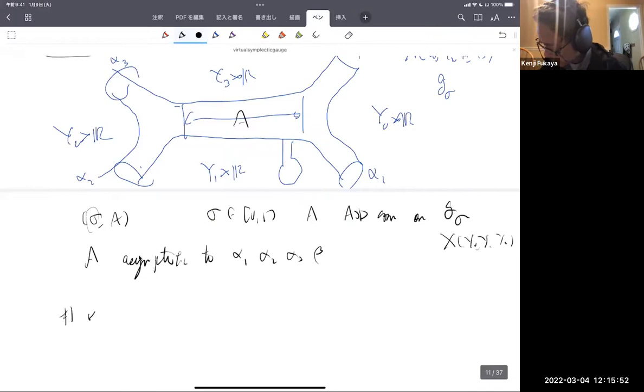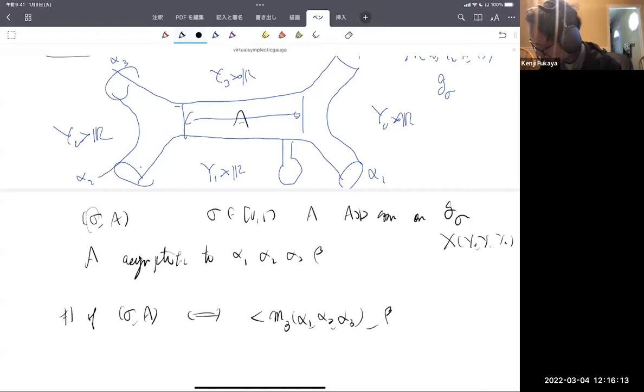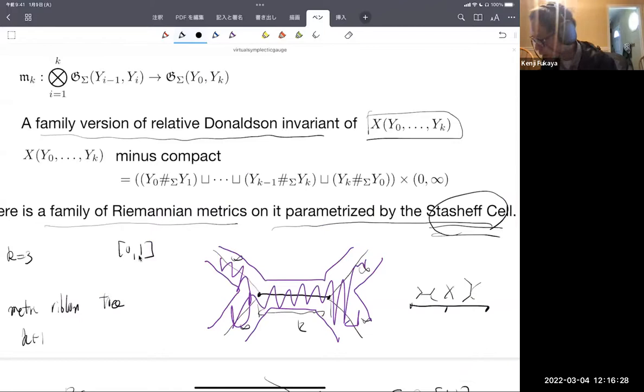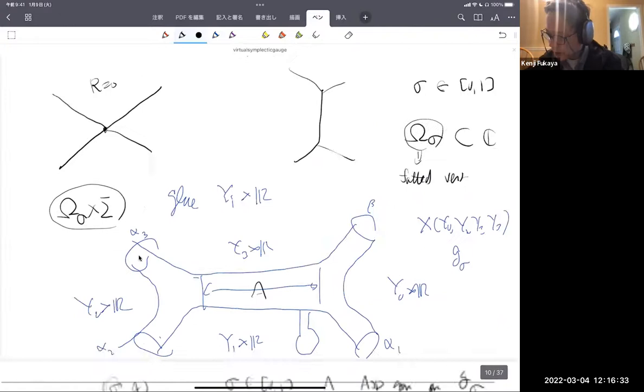And this is by definition M3, alpha 1, alpha 2, alpha 3, beta. So in this way, we define M3. And if you go further, you have an A-infinity structure. As I said, this parameter is by Stasheff cell, and if you see how this Stasheff cell is related to the infinity relations, you will see that M_k satisfies the infinity relations. So we have this infinity category associated to a three-manifold with boundary.